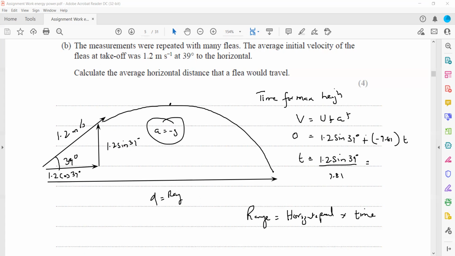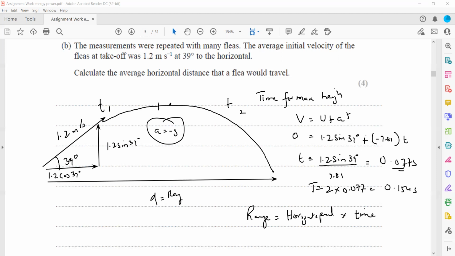That is 0.077 seconds. But that's the time to reach the maximum height. So what is the total time? It will be t1 plus t2. So the total time will be double, or twice, 0.077, which is equal to 0.154. So we have the total time.